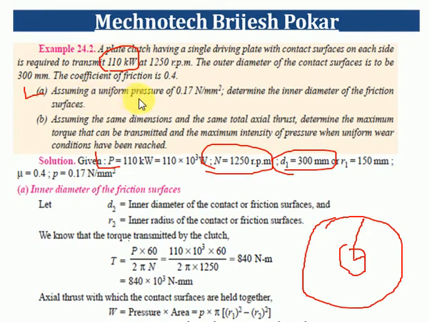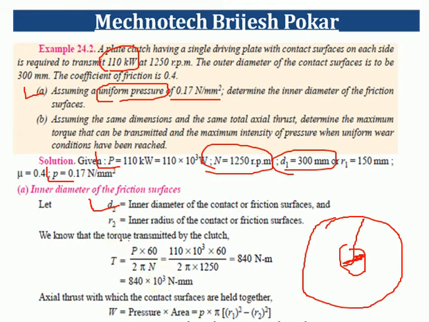assuming a uniform pressure, we have to consider the uniform pressure theory for the first case, and the uniform pressure is 0.17 Newton per mm square. So P is equal to 0.17 Newton per mm square. Now determine the inner diameter of the friction surface. So here this is the inner diameter, so we have to find D2. Here the inner diameter is denoted as D2, that we have to find.